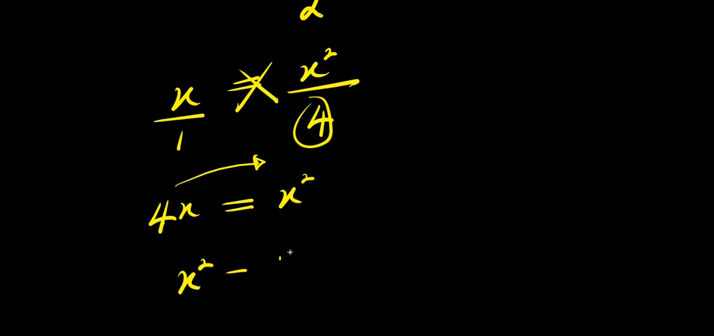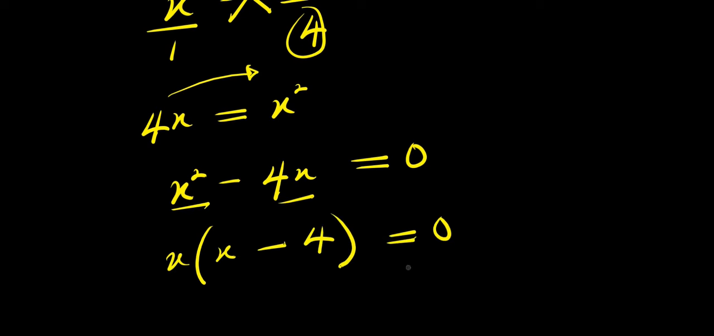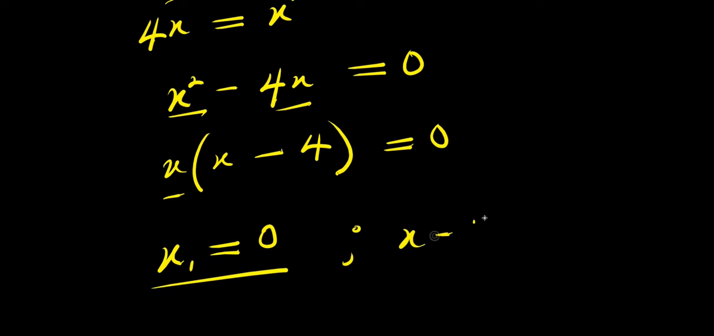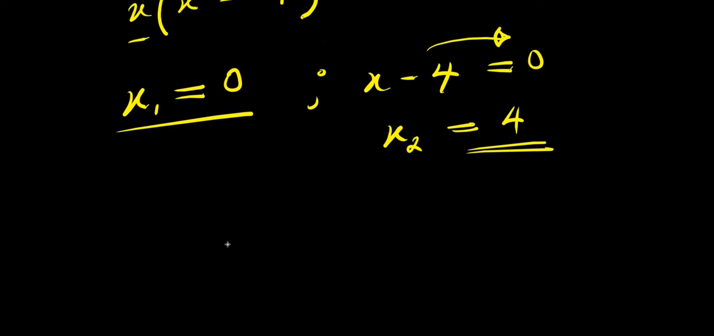I have x squared minus 4x equals 0. So to solve for x, I can factor out x. I have x times this divided by x, I have x minus this divided by x, I have 4 equals 0. I equate each of these to 0. I have x equals 0 as my first solution. I also have x minus 4 equals 0. I move this over here. I have x equals 4. So I have two solutions, 0 and 4.